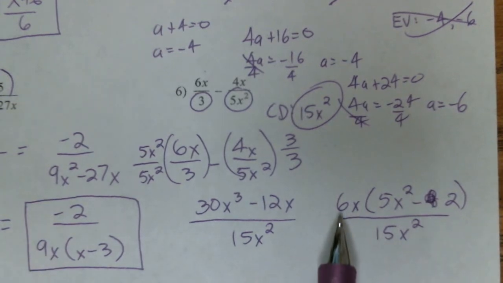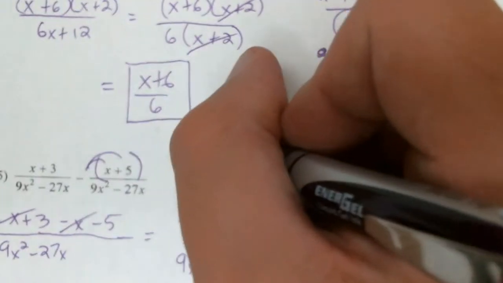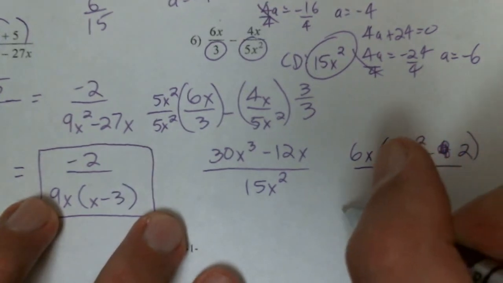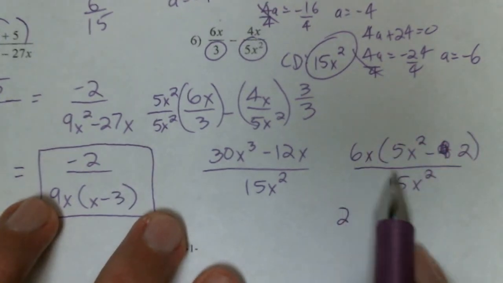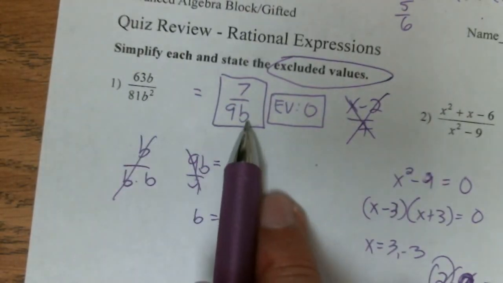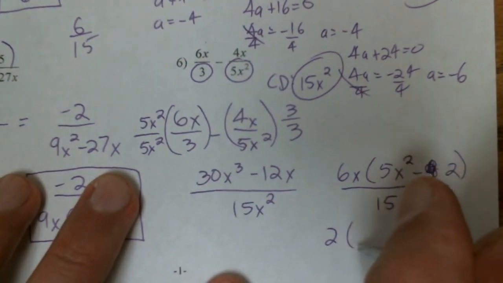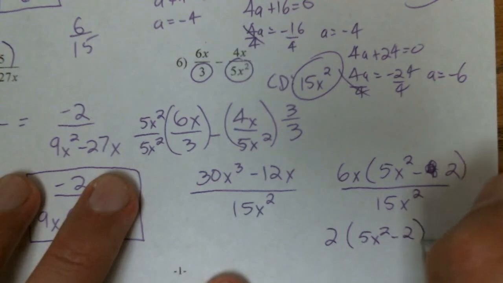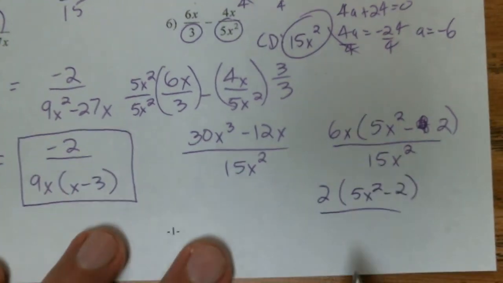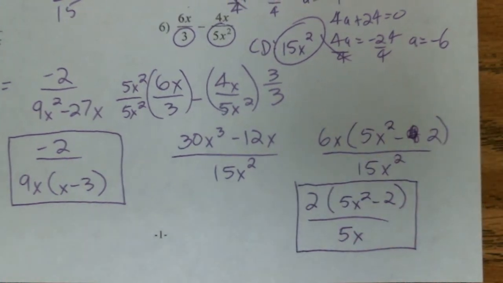Okay, now notice 6 and 15 are both divisible by 3, right? If I just gave you a fraction, said simplify 6 over 15, how would you do that? Divide by 3. Okay, so that's going to be 2. And then also notice I've got an x here and x squared down here, and that's like b over b squared was a b on the bottom. x over x squared is an x on the bottom. So this is going to be 2 times the rest of the numerator. If I divide that by 3, that's going to give me 5, and I've got an x on the bottom. So my final answer is 2 parentheses 5x squared minus 2 over 5x.